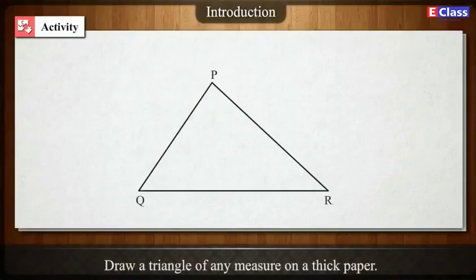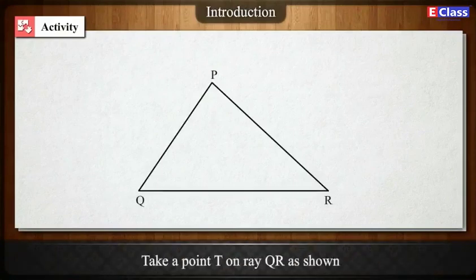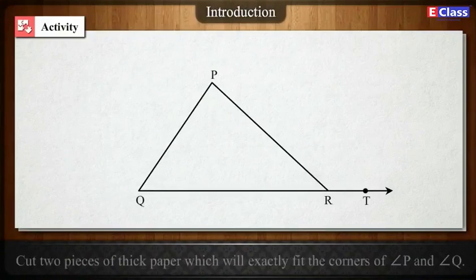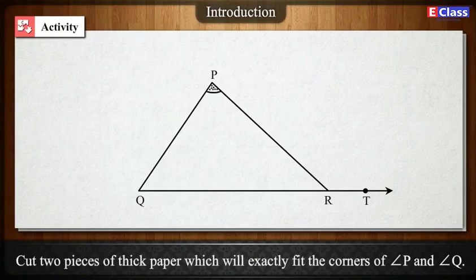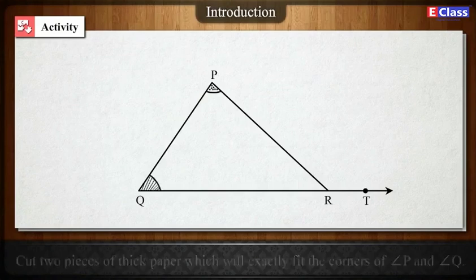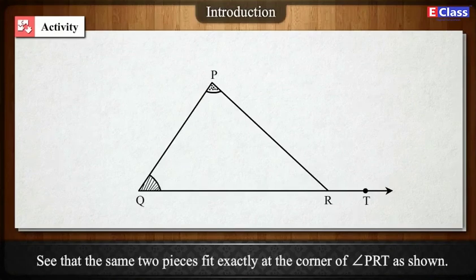Introduction. Activity. Draw a triangle of any measure on a thick paper. Take a point T on ray QR as shown. Cut two pieces of thick paper which will exactly fit the corners of angle P and angle Q. See that the same two pieces fit exactly at the corner of angle PRT as shown.